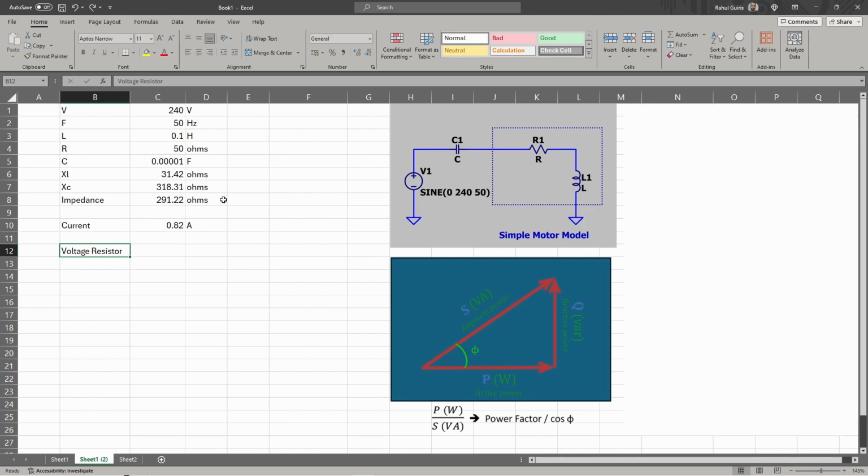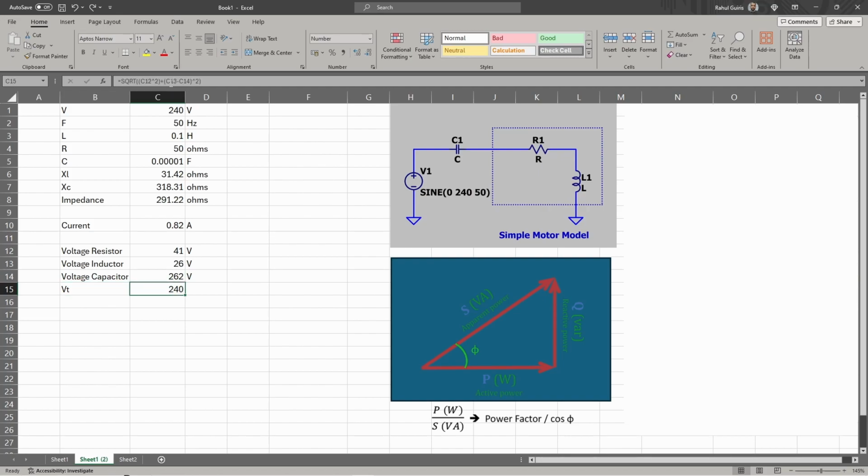Now let's look at the voltages across the inductor, resistor, and the capacitor. Firstly, the resistor: the voltage is equal to the current times the resistance value. So we get 50 ohms times 0.82, and that's 41 volts across the resistor. The voltage of the inductor is equal to the reactance of the inductor times the current. So we get 26 volts across the inductor.